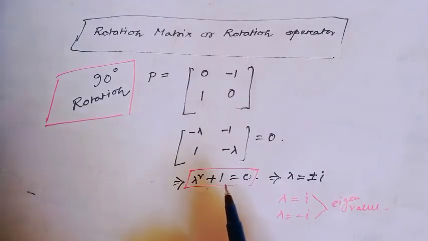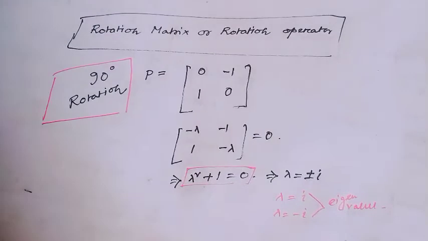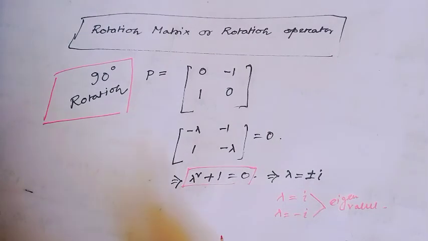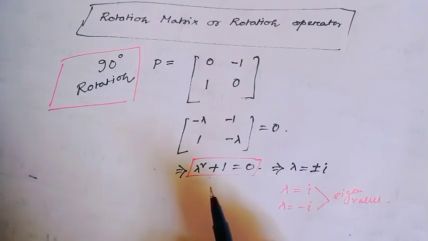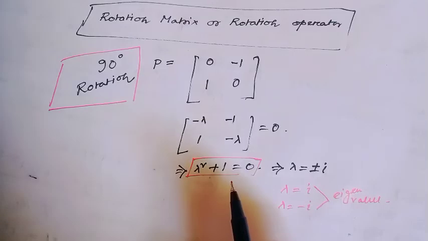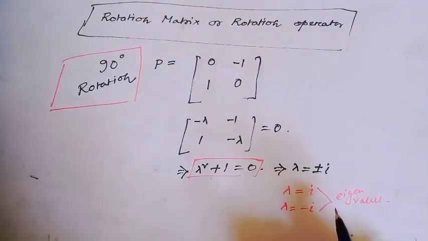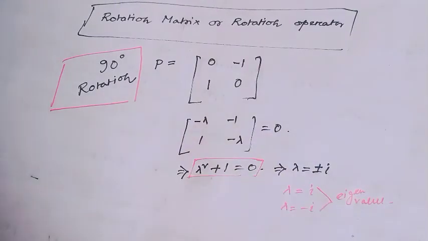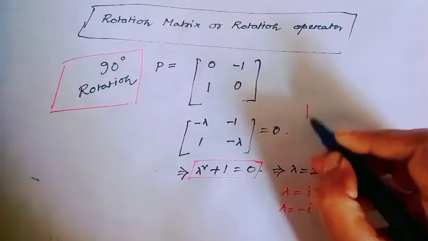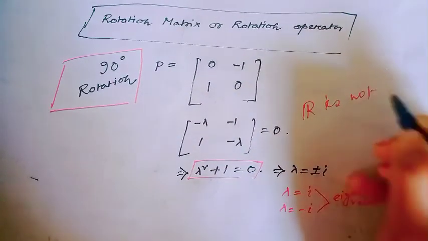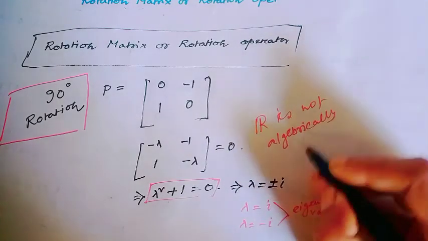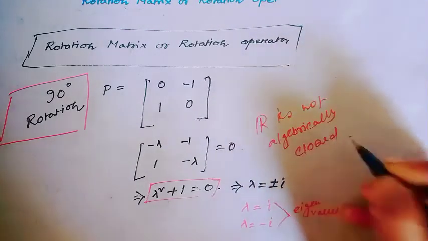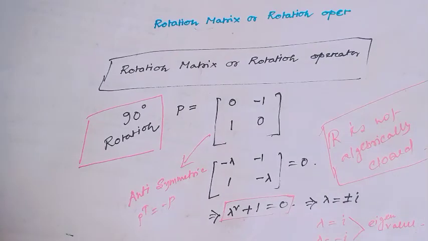For this, in group theory, I can tell R is not an algebraically closed field, because I have got one polynomial whose coefficients belong to the real field, but whose zeros are not in the real numbers. So R is not algebraically closed. This is very important for any competitive exam. Notice here one interesting thing.